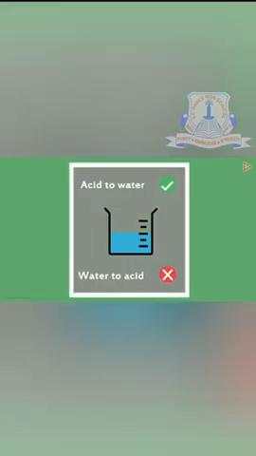Whereas, if we are taking water as the solvent and adding acid to it, then also it is an exothermic reaction. But in case of this exothermic reaction, whatever heat is produced is absorbed by water because water is a very good absorber. So we should always take water and add acid to it. We should never take acid and add water to it.